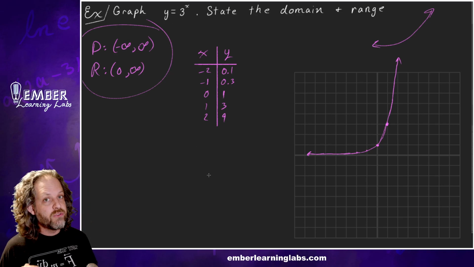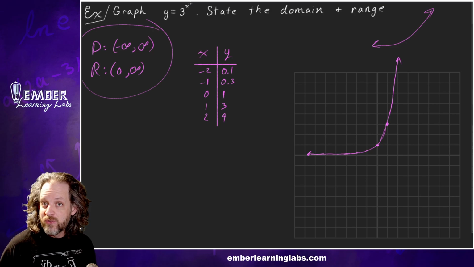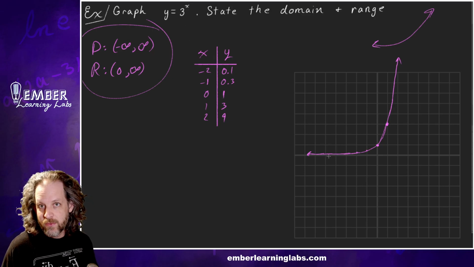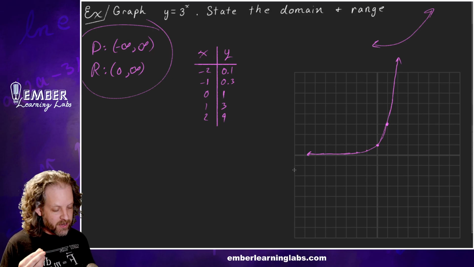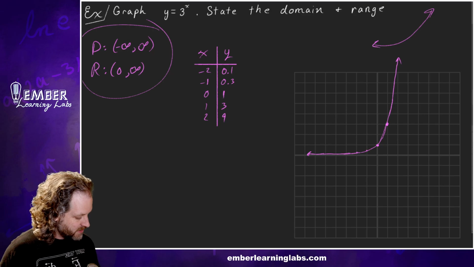We get closer and closer and closer to it, the more negative this goes. Negative 30 is going to be like a really small number, right? And so it's going to get closer and closer to 0, but it's never going to quite get there. So it's not including that 0. So it's a round bracket. Let's do another one.